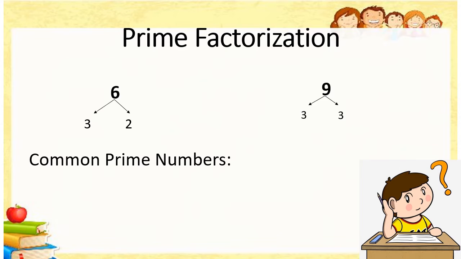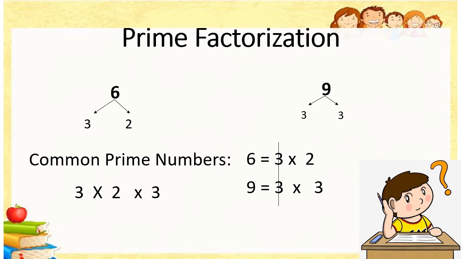Ilista natin yung mga prime number ng 6 and 9. Yung 6 is 3 times 2, and then yung 9 is 3 times 3. Ano nang susunod dyan na gawin natin? Tingnan natin yung number na magkapareho sa both 6 and 9. Ano dyan yung magkaparehong number? 3 is found in both 6 and 9. I-slash natin yan. Tapos, kopyahin natin si 2 and 3. 3 times 2 is 6, times 3 is 18. So, our LCM is 18.